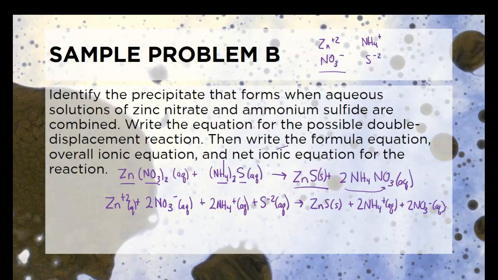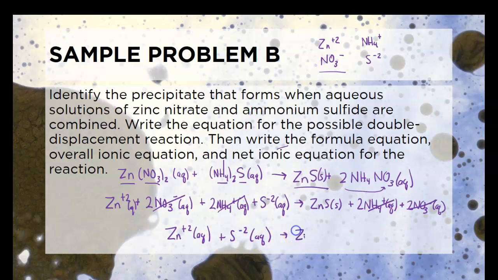Now I get to cross out all my spectator ions. So spectator ion, meaning it stayed aqueous on both sides. So the nitrate stayed aqueous on both sides. The ammonium stayed aqueous on both sides. Zinc and sulfide did not. They are what combined to form the precipitate.